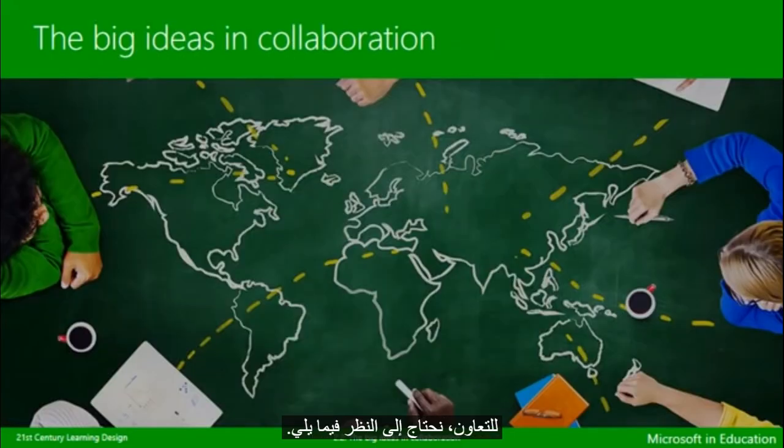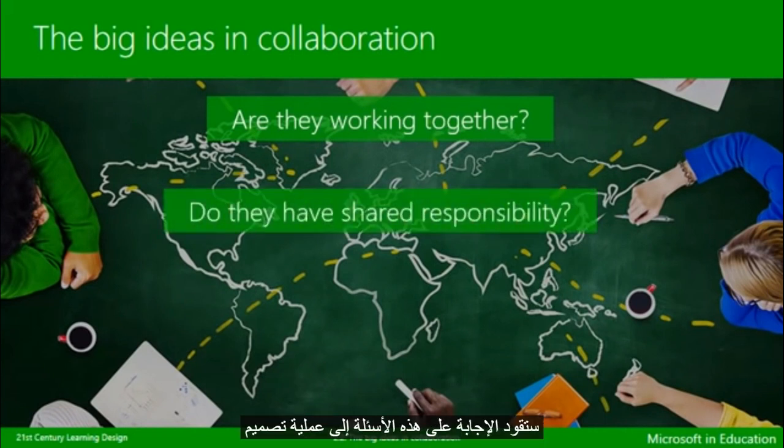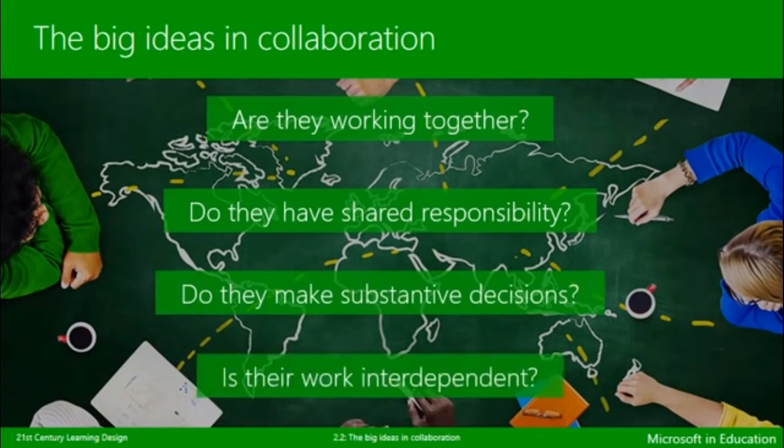So when planning for collaboration, you need to consider the following. Are they working together? Do they have shared responsibility? Do they make substantive decisions? Is their work interdependent? Answering these questions will inform the design process for the learning activity. Perhaps what would be useful is to break down each of these questions individually.